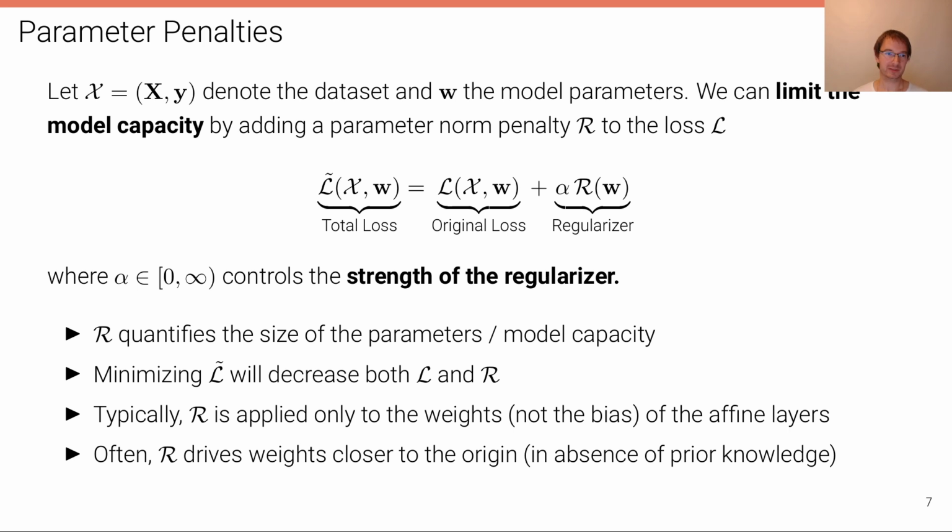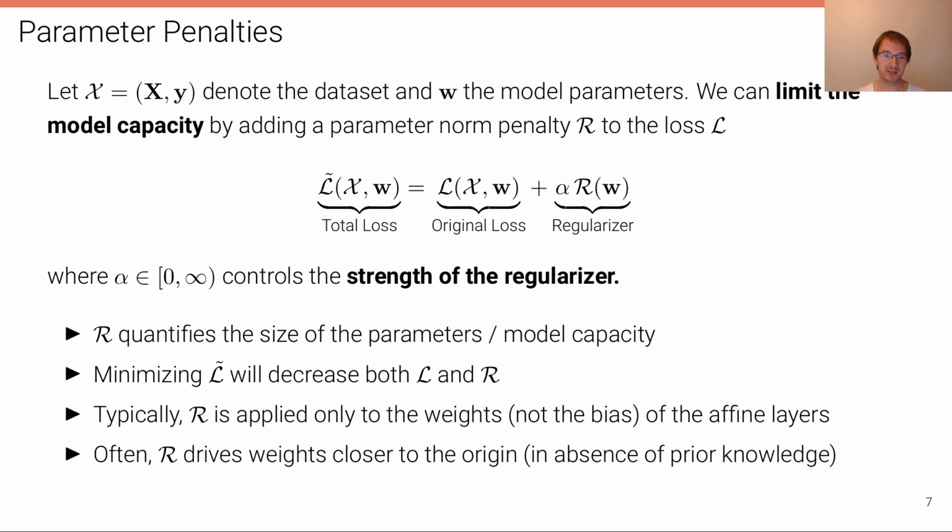We can then limit the effective model capacity by adding a parameter norm penalty, R, to the loss L. So the total loss L tilde of the dataset X and the parameters W equals the original unregularized loss on the dataset X and the parameters W, plus alpha times a regularizer on the parameters W, where alpha is a hyperparameter that controls the strength of this regularizer and can be chosen using cross-validation, for instance.